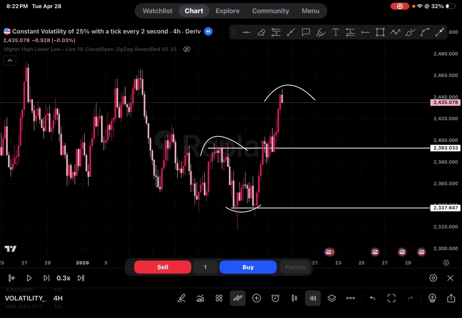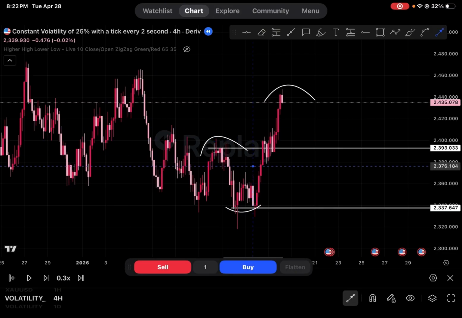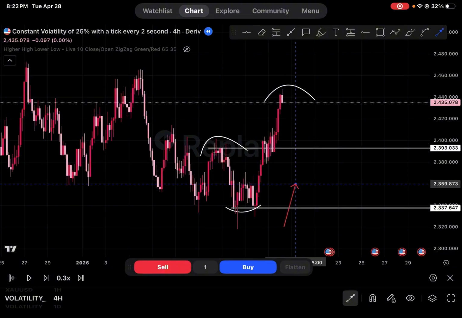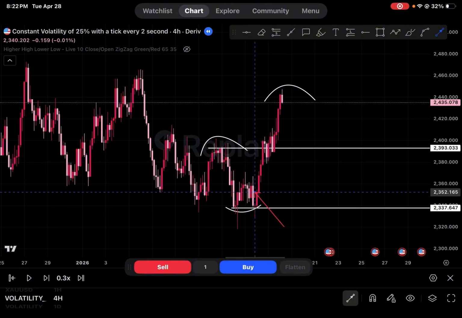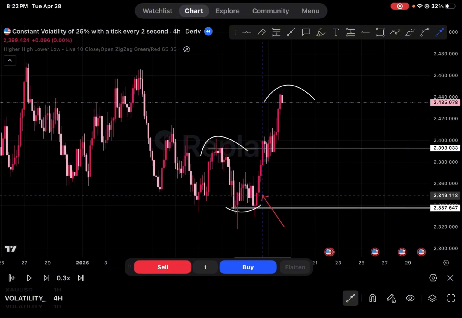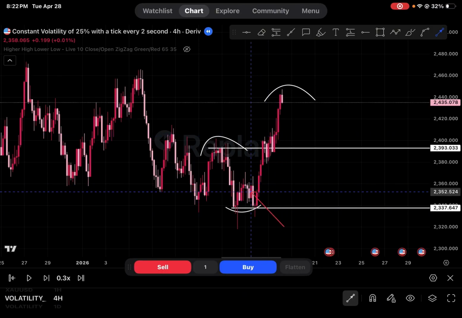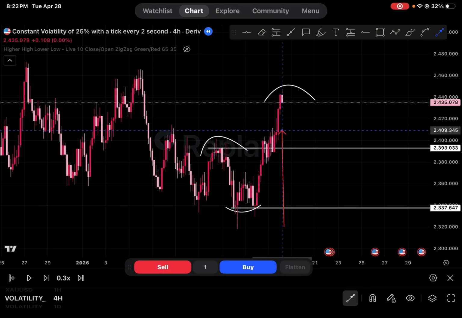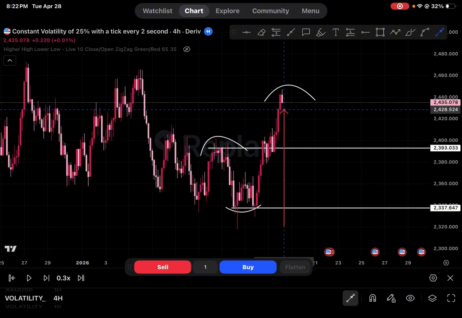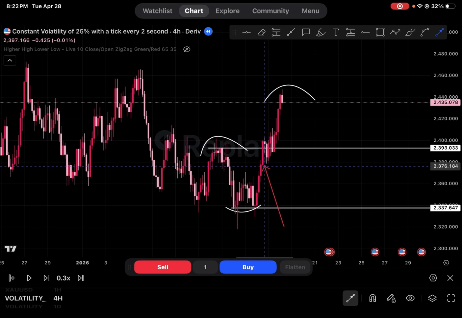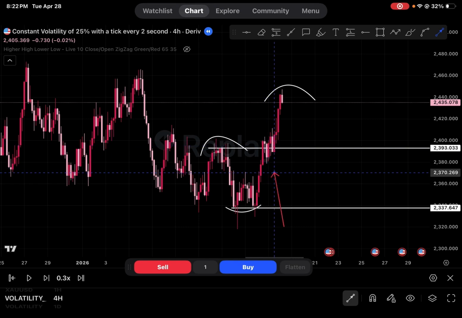What we want to see now is price push back down into this level and take out the stop losses of these people, because price will basically target them. It's called a liquidity sweep, because I've been backtesting and realizing that Volatility 25 loves to target where breakout traders' stop losses are. So if breakout traders enter here and have their stop loss here, more than likely it's going to come down and target it.